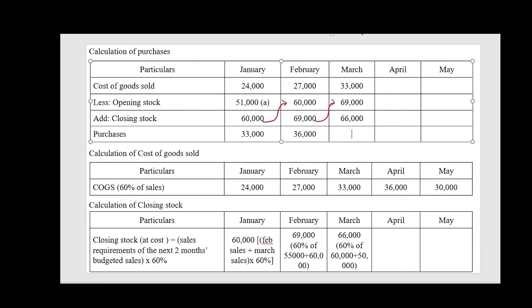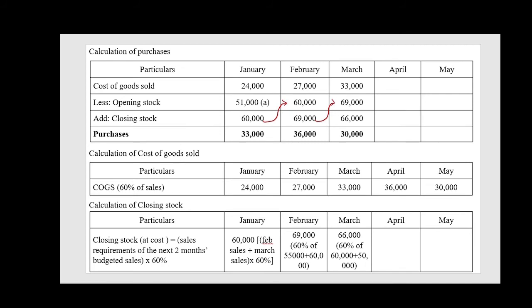You can write closing stock above the opening stock. So first you can add and then deduct as well. Either way, you'll get the same answer. So that comes to 30,000. So now we know the amount of purchases.